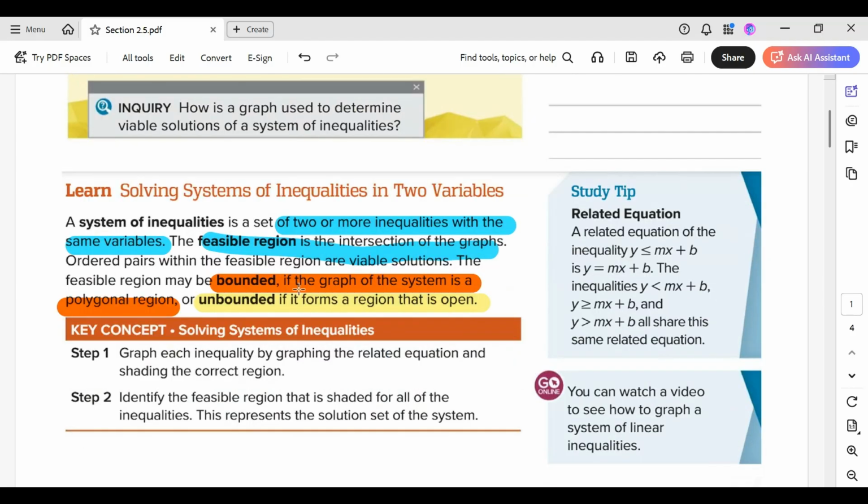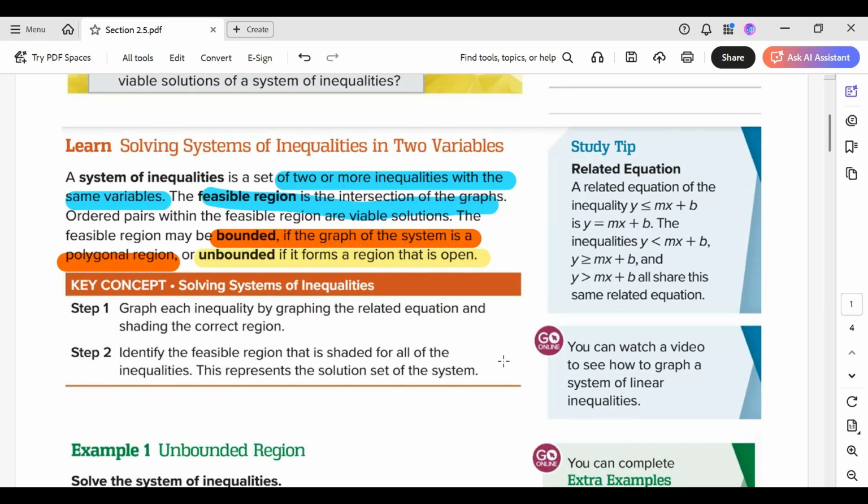Some key concepts to remember is that you're going to graph each inequality by graphing the related equation and shade the correct region. Normally test the ordered pair 0, 0. Then step 2 is identify the feasible region that is shaded for all the inequalities, which means where's the overlapping colors.